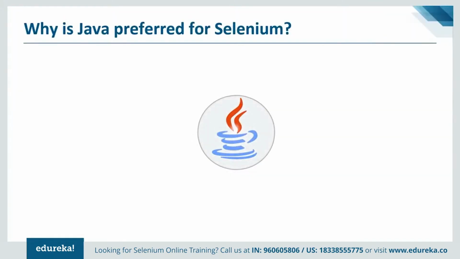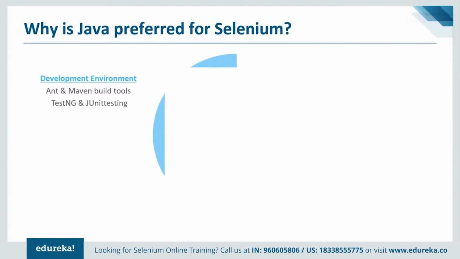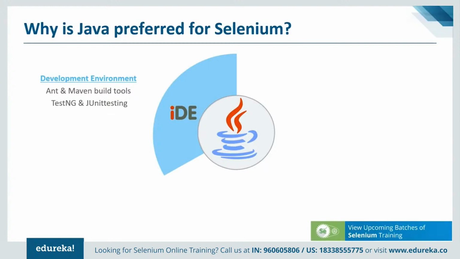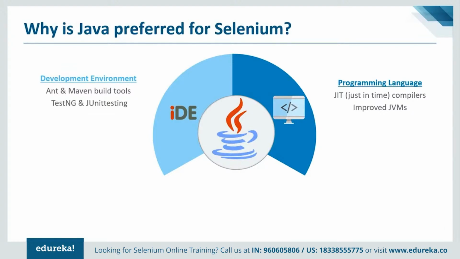There are three primary reasons here. The first one being the IDE. Generally, IDEs provide a code editor, compiler or interpreter, and a debugger that the developer accesses through a unified GUI. But Java IDEs also include language-specific elements, such as Ant and Maven build tools, as well as TestNG and JUnit testing. Secondly, Java programs are now even more performant, thanks to the JIT compiler and the improved JVMs.